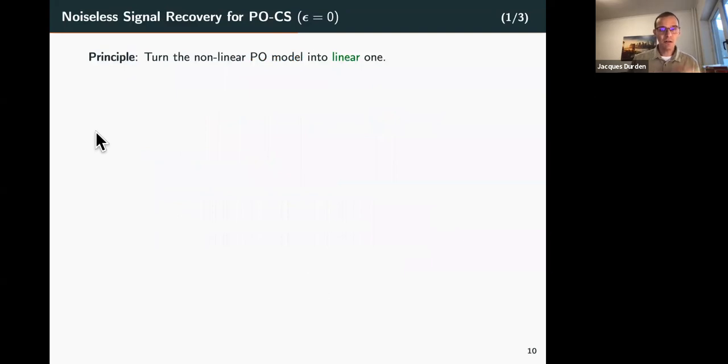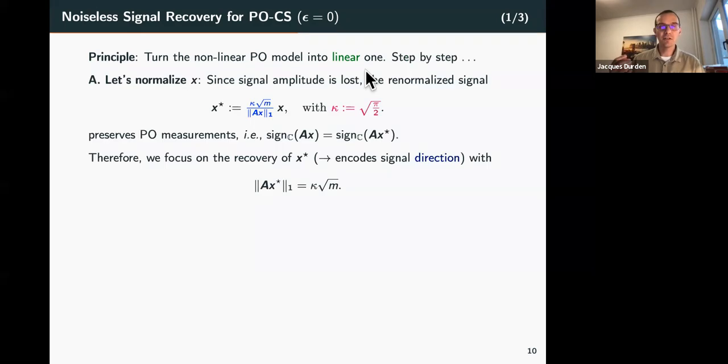Okay, so let's turn now to the theory that allows us to do phase-only compressive sensing, and we simplify the model further by just considering that it is noiseless. The way I'm going to tackle this problem is by turning this nonlinear model into a linear one. To do so, the very first thing is to realize that I can leverage the rescaling effect, the fact that we have lost the amplitude of the signal. And so I have the right to take exactly the normalization I want for my signal.